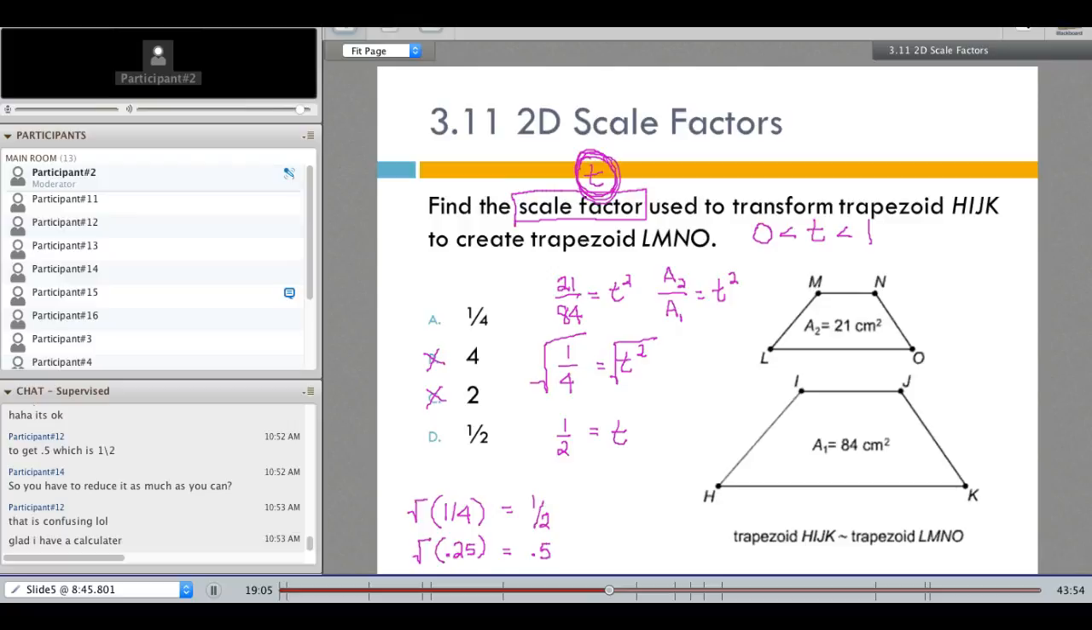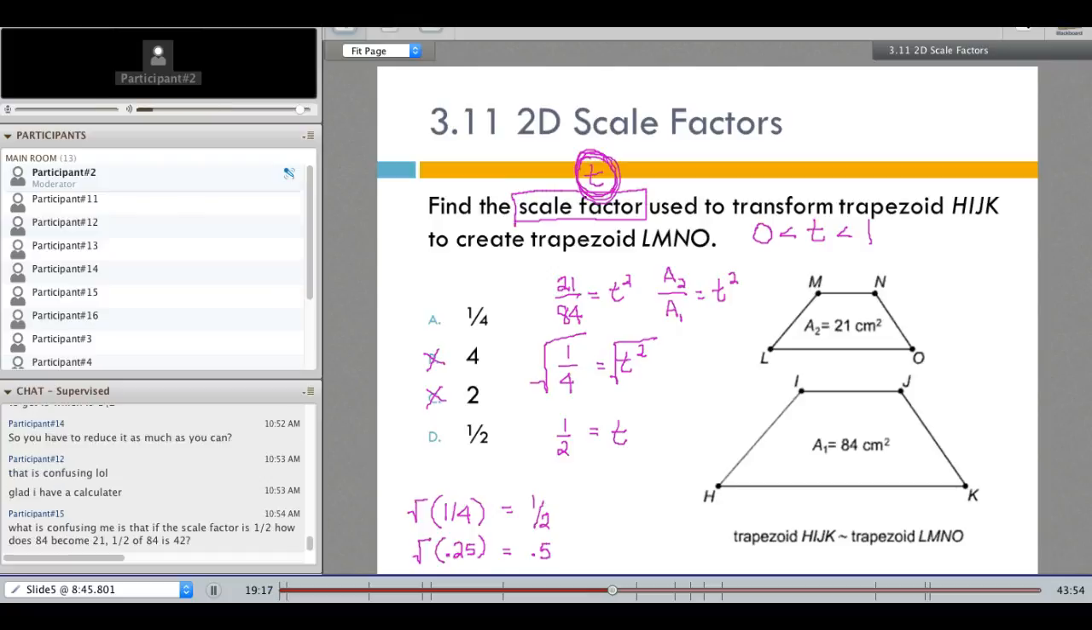So if you knew one area, you would actually need to multiply that amount by t squared, which is the 1/4. So if we took 84 and multiplied it by 1/4, we would get back to the 21. Yes, it is confusing. And in a second here we're going to do 3D. So you can apply all these same ideas to 3D. I bet you guys will understand 3D now that we've talked about 2D.